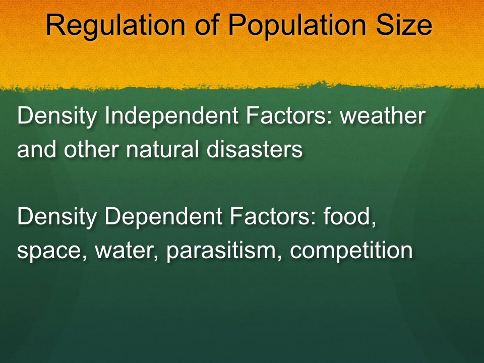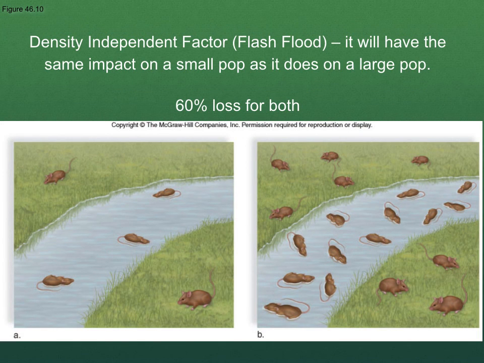When it comes to regulation of the population size, there are a few things that play a role. We can break them into classifications, one of them being density-independent factors and density-dependent factors. So a density-independent factor does not depend on the number of individuals in a particular population. Classic examples are weather and other natural disasters. Density-dependent factors do depend on the number of individuals in a given population, and examples for these are food, space, water, etc.